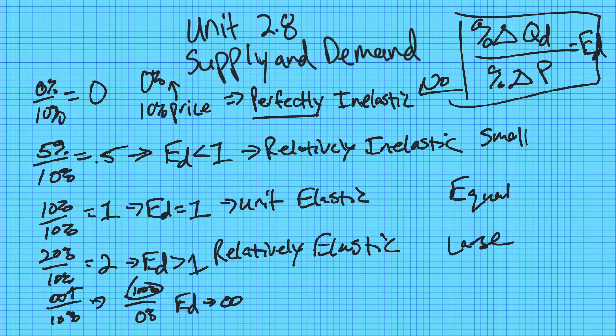And so this is what we would call perfectly elastic. Perfectly elastic means that the percent change in quantity is like infinite. The price can't change at all, otherwise the quantity would completely change. Everyone would stop buying it. So this is called perfectly elastic, and these are our ranges of elasticity from 0 to infinite.